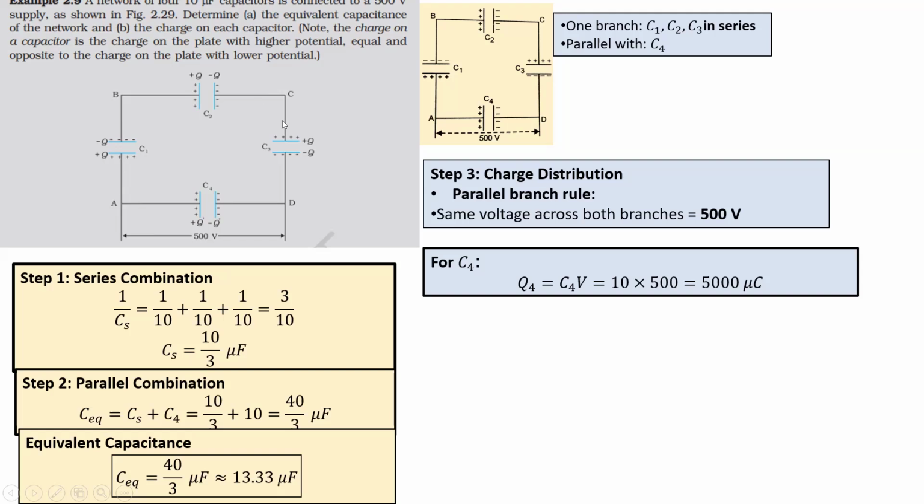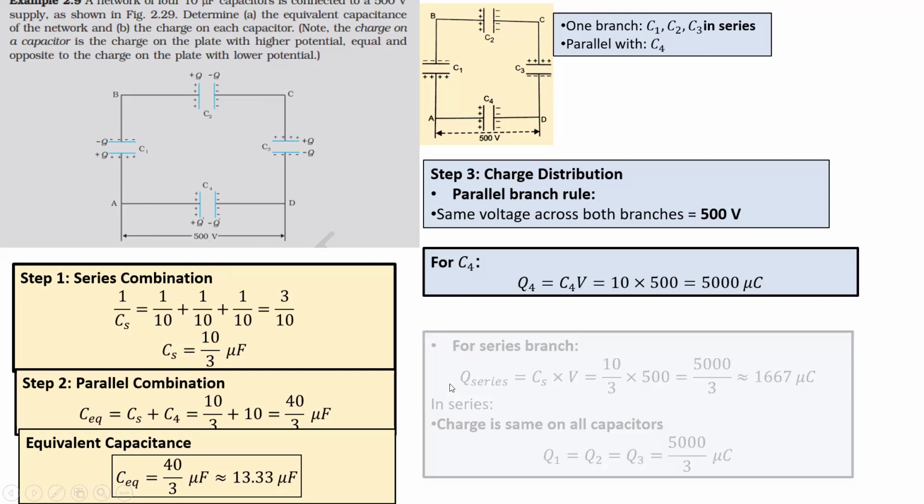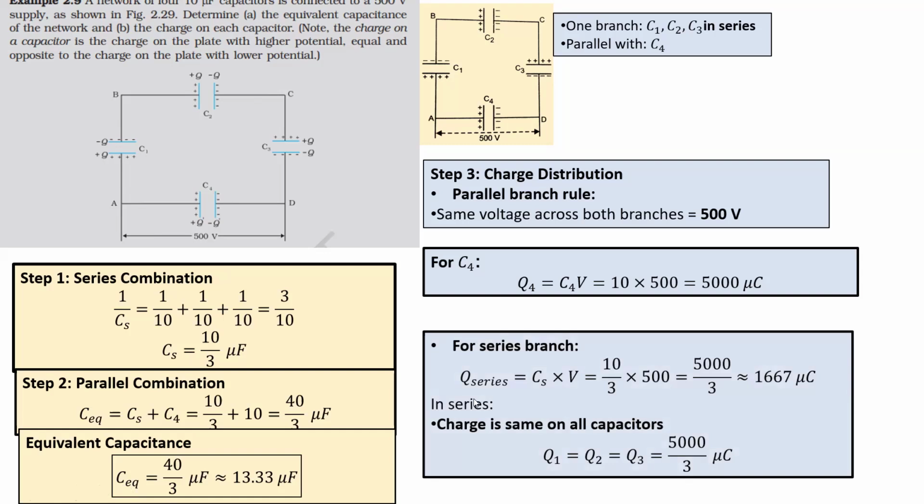These three capacitors are connected in series. That equivalent is 10 by 3 and voltage is 500. So, we will find the charge. Now, Q in series. These all three are in series. Charge across these three equal to CS value multiplied with potential. CS is 10 by 3 with the potential 500. So 5000 by 3 that is 1667 microcoulomb. This is the charge across this.